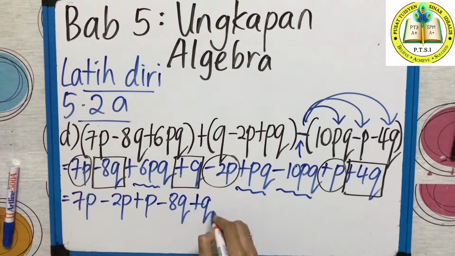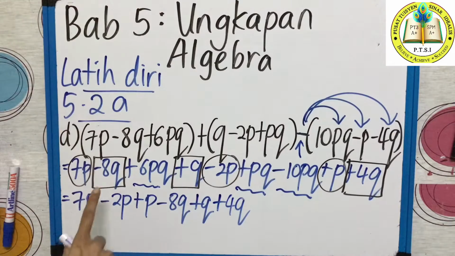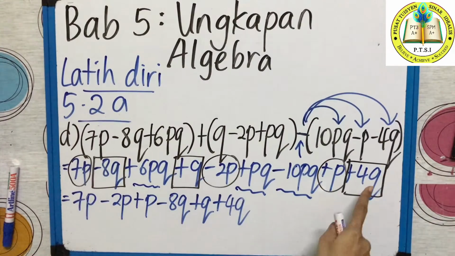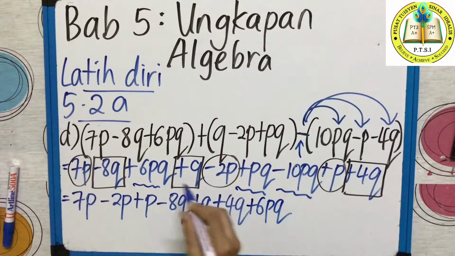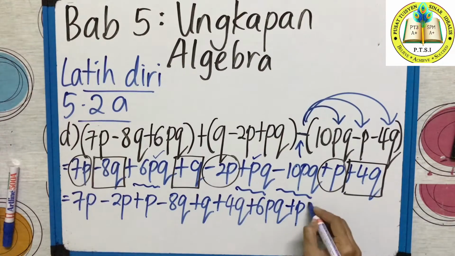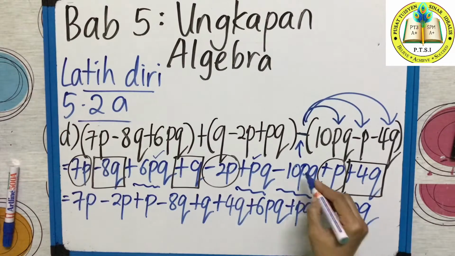Then plus q. And then plus 4q. So, q, q, q settle. Nampak tak? 7p tolak 2p tambah p. Negative 8q plus q plus 4q. Now, balance. Plus 6pq. Cikgu angkat yang ni. And then, plus pq yang ini. Air sekali negative 10pq yang ni.